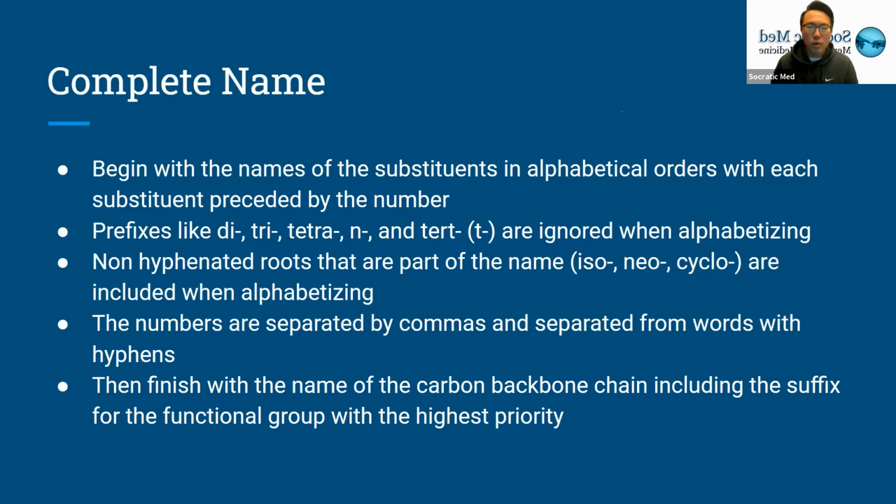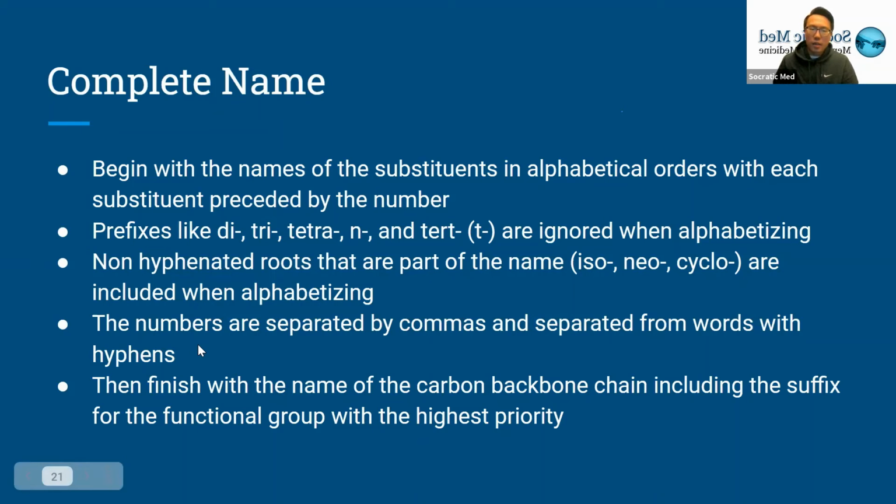Yeah, so in order to have the complete name, you begin with the name of the substituents in alphabetical order with the number of the carbon that the substituents are on. And usually the substituents are named in alphabetical order, but if they have a prefix like di, tri, tetra, n, or tert, those are ignored when alphabetizing. But when the prefix is actually part of the name, so any non-hyphenated roots that are part of the name, like iso, neo, cyclo, you have to consider those when alphabetizing the substituents.